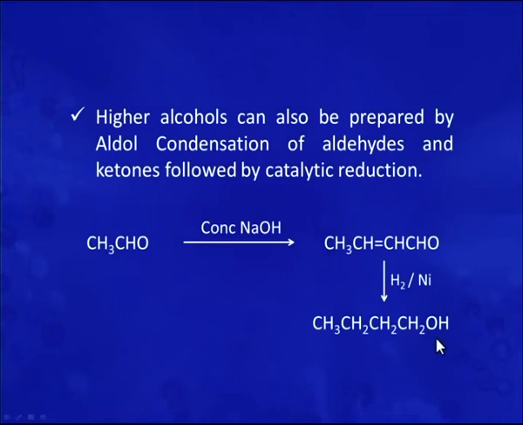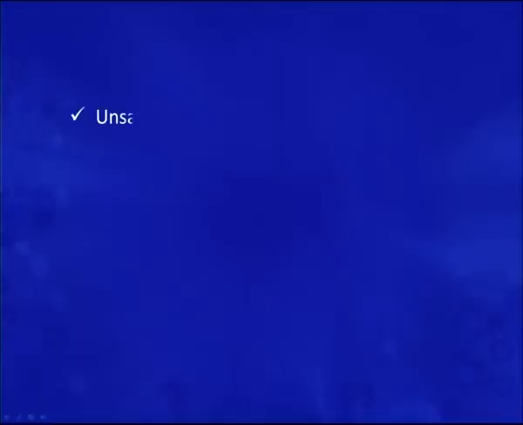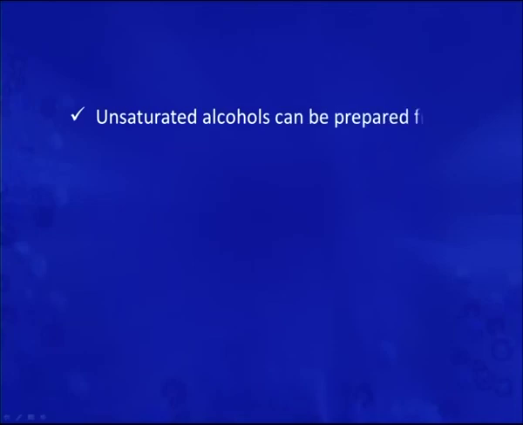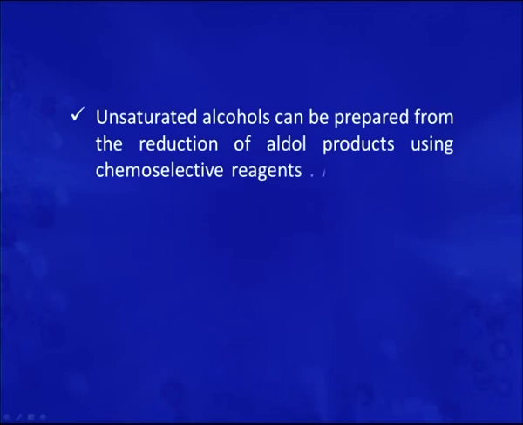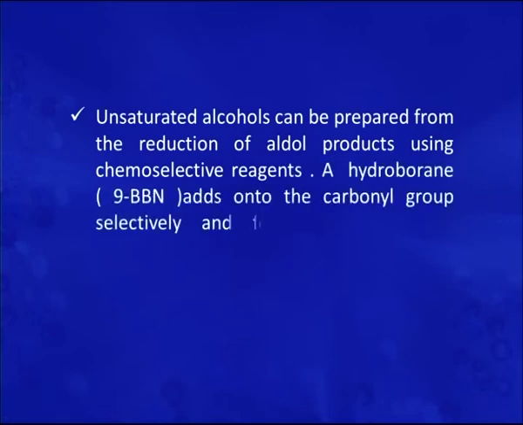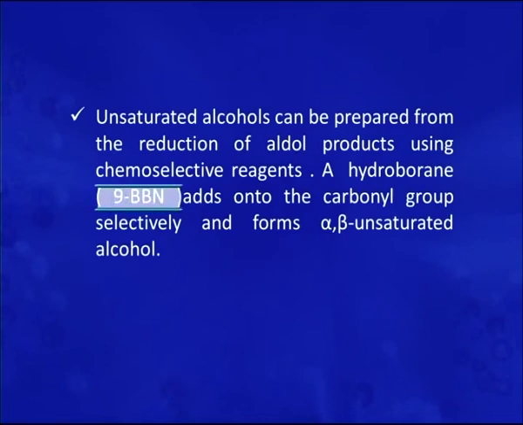If we want to prepare an unsaturated alcohol, we can use lithium aluminum hydride also, the method which we have already discussed, and apart from that there is one more reagent which can be selectively used. We call these reagents chemoselective reagents, and this reagent can selectively reduce the carbonyl group but not the carbon-carbon double bond. This reagent is called 9-BBN. It is a hydroborane derivative.